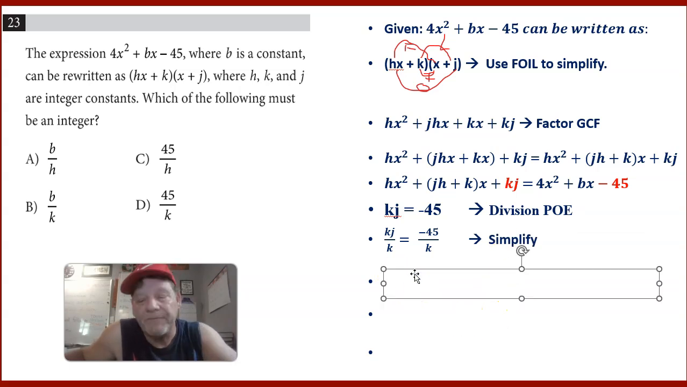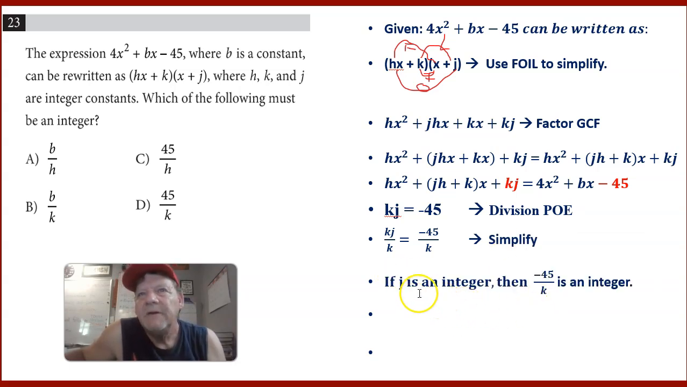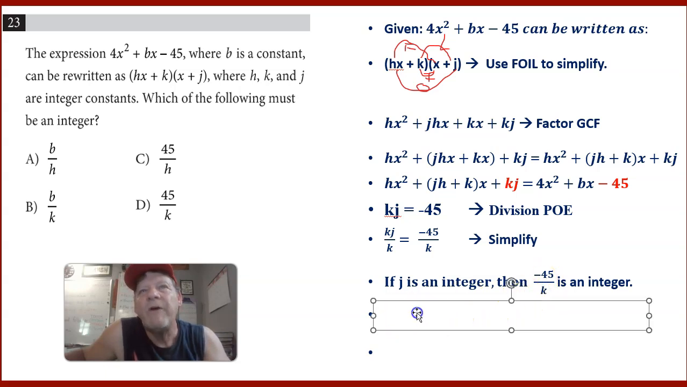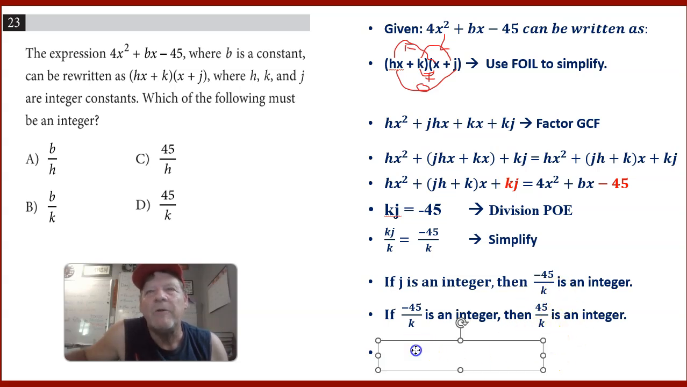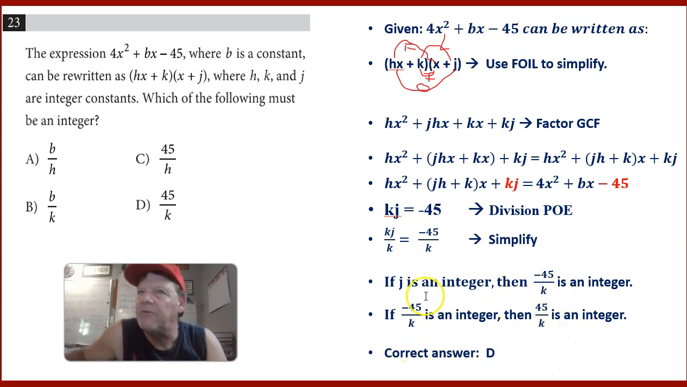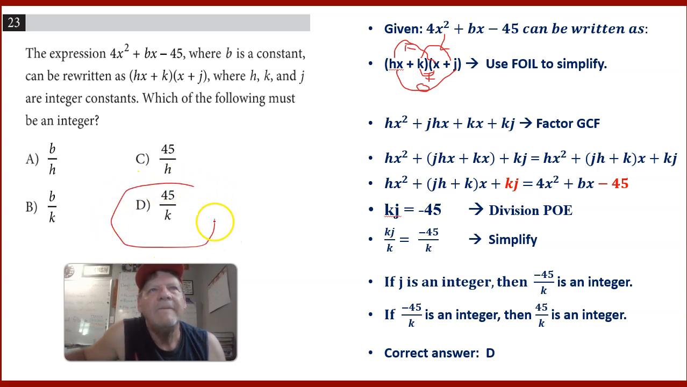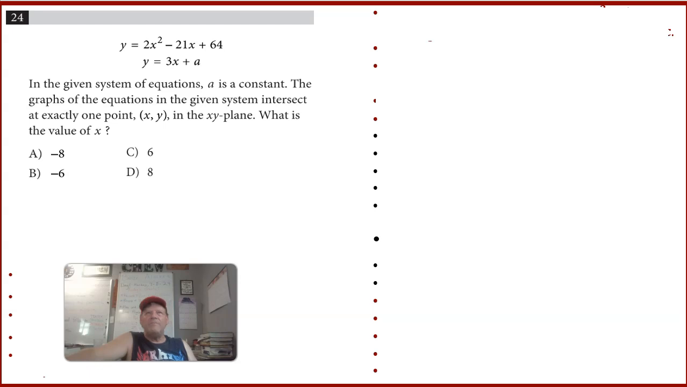And when I simplify that, I know that if j is an integer, then this number has to be an integer. And if negative 45 over k is an integer, that also would mean that positive 45 over k would be an integer. It's a little bit tricky, which is D. All right. Now we'll go to the last one in this video.